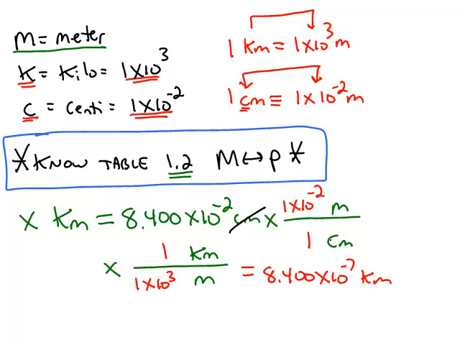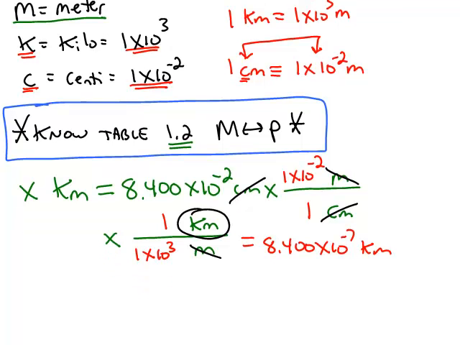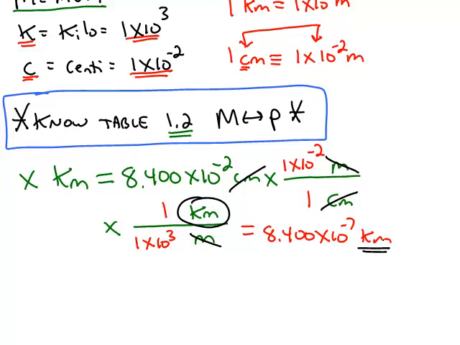Notice centimeter canceled in the first conversion, meters canceled in the second conversion, and we're left with kilometers. One thing to always check is that the units are what the problem is asking for. We were looking for kilometers, we ended with kilometers. And the other question to ask yourself is, is that answer a reasonable answer? Which one is bigger, a kilometer or a meter, is the kind of question you should ask yourself when you get an answer to a problem such as this one.